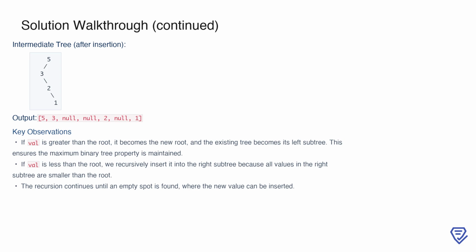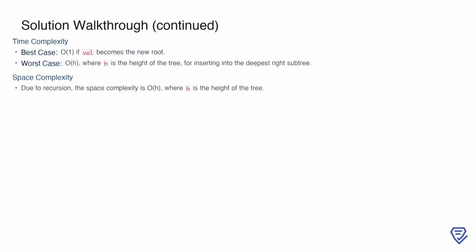From these examples, we can derive key observations. If the new value is greater than the root, it becomes the new root, and the existing tree shifts to its left. If the new value is smaller, we traverse the right subtree recursively until we find an empty spot for the new node. Lastly, let's consider the time and space complexity of this approach.